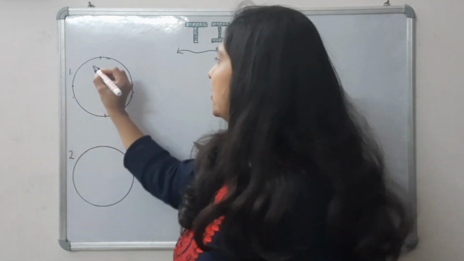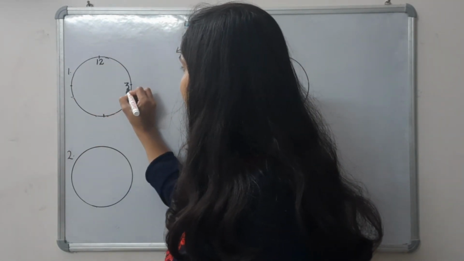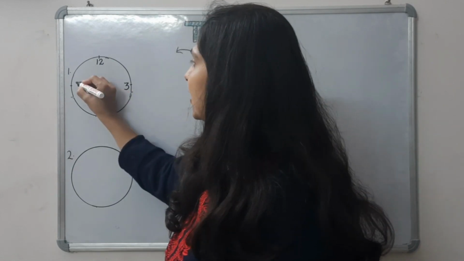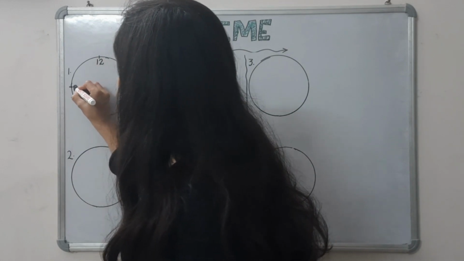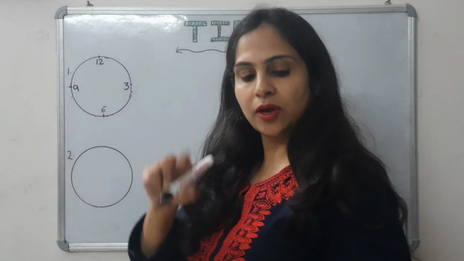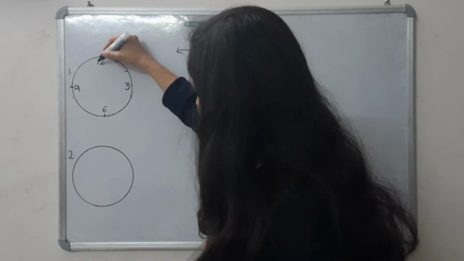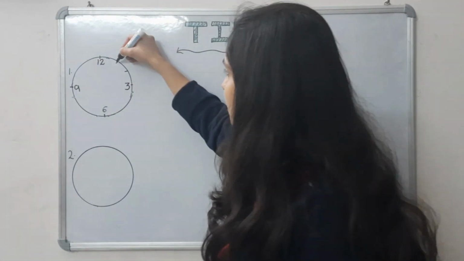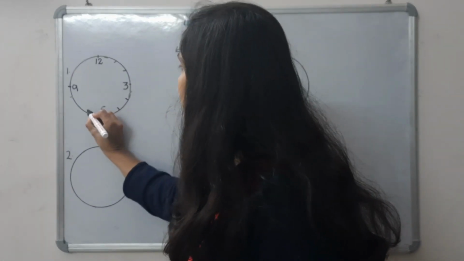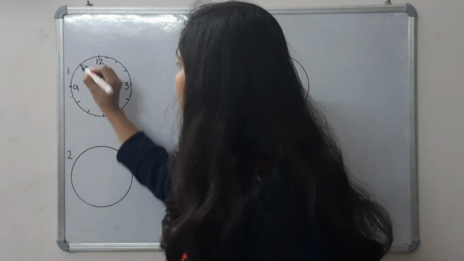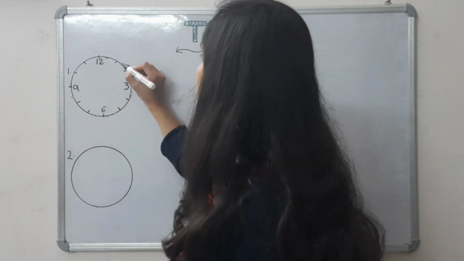Now what you will do, here you will write 12, 3, 6, then exactly in the center, you will write 9. Clear? Now you will put 2 marks between these two numbers. 2 marks with equal distance. Okay, now you will write the numbers.